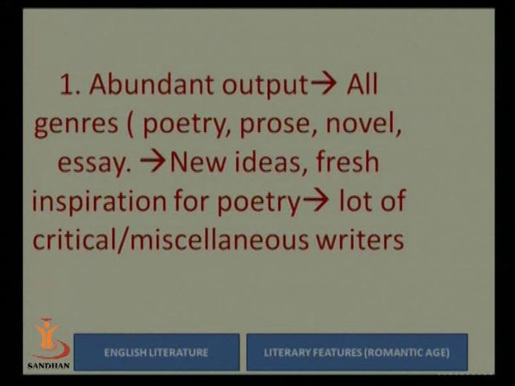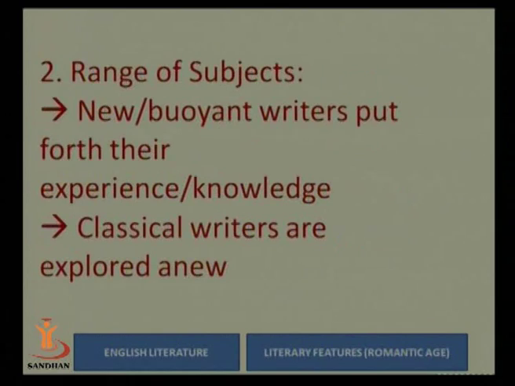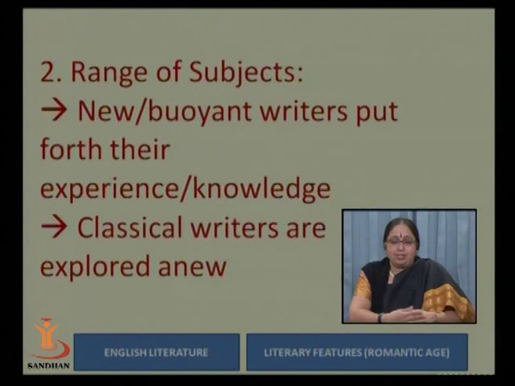A lot of critical and miscellaneous writers were also found during this period. So in order to justify that one literary feature, the abundance of output, you will find prose, poetry, and essays being written. We come to the next feature of the Romantic age, and that is the vast range of subjects which were being addressed by these writers. They were all very new, buoyant writers. They put forth their experience and shared their knowledge through their writings, and therefore there was no stereotyped kind of expression that you will find in the writings of the Romantic age.